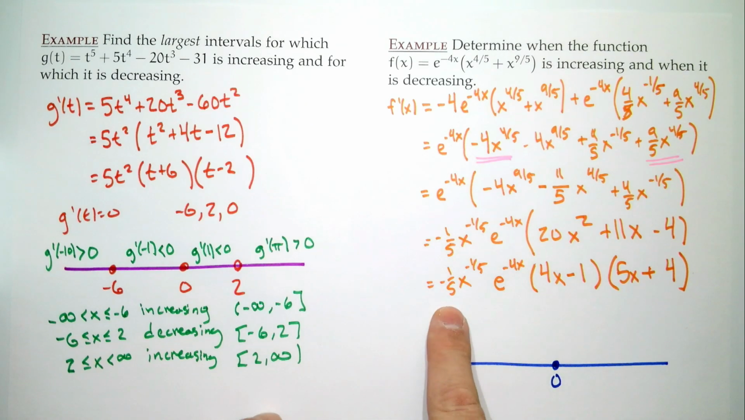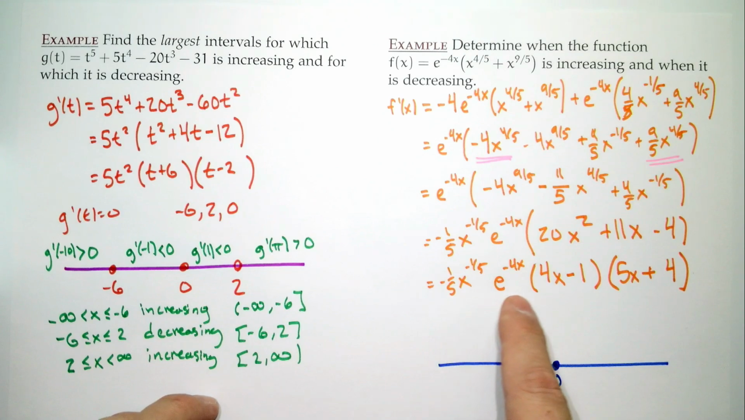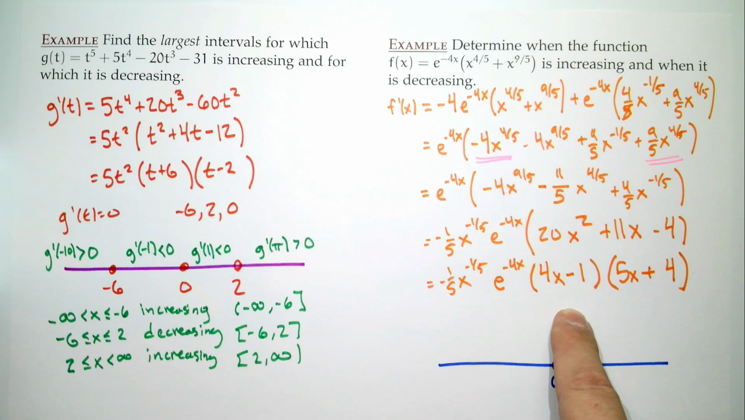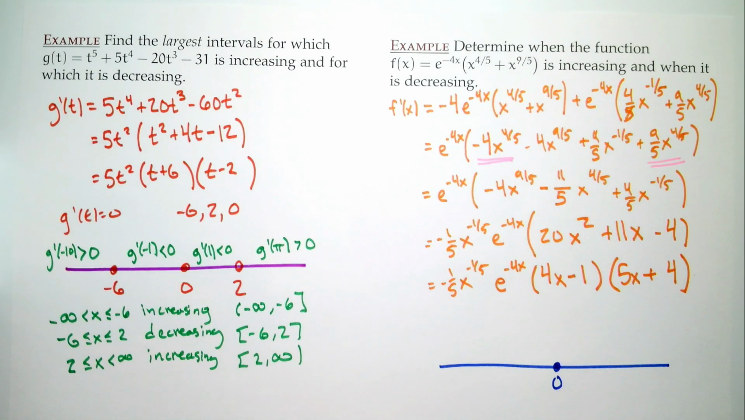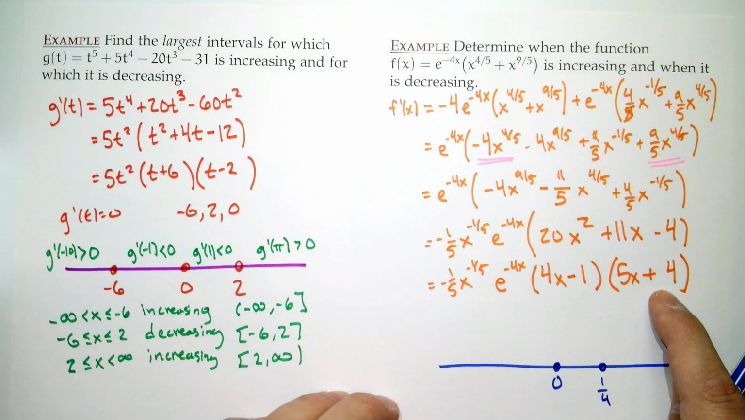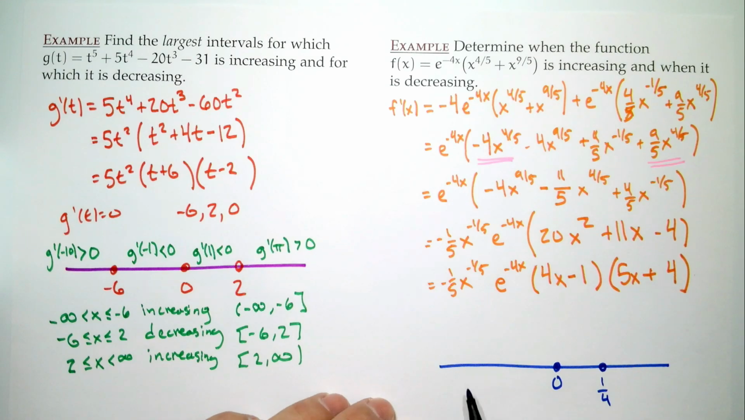How about the negative 1/5? Well, that's never going to make 0. It's always going to be negative 1/5. How about 4x minus 1? 1/4? Okay. We'll put 1/4. How about 5x plus 4? Negative 4/5. All right. So there we go.